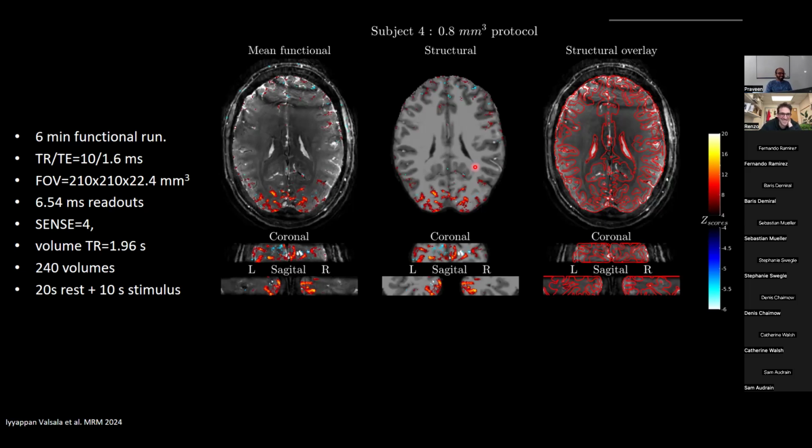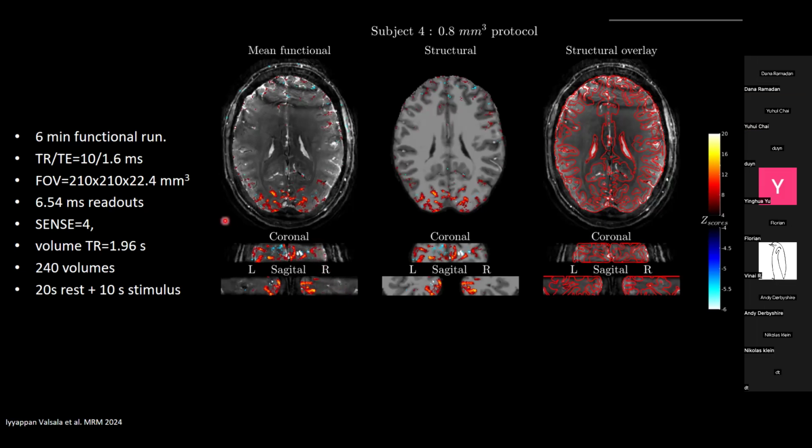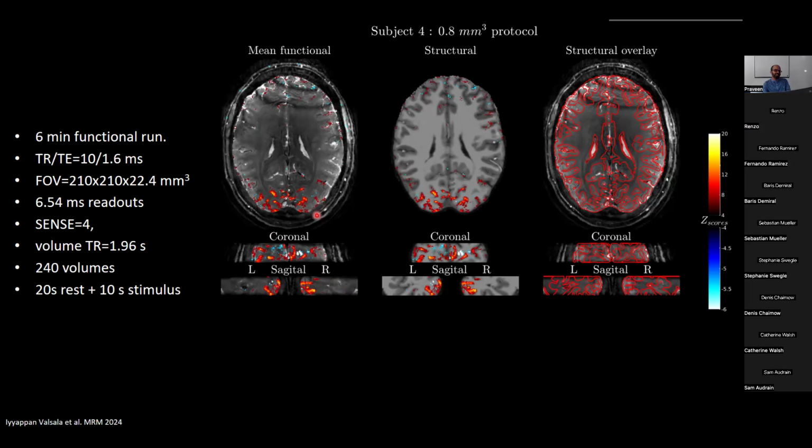So the first high resolution is 0.8 millimeter isotropic. We have a 22 millimeter thick slab, and then it's a 6-minute single run acquisition. And the main thing you can see is that there is no distortion.